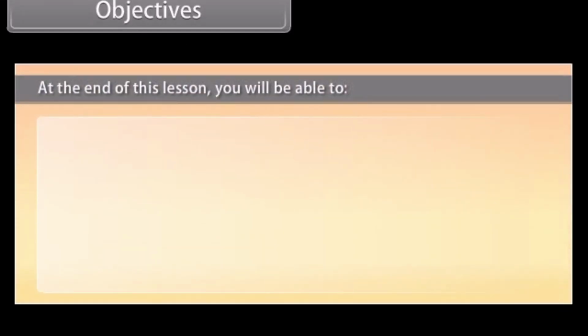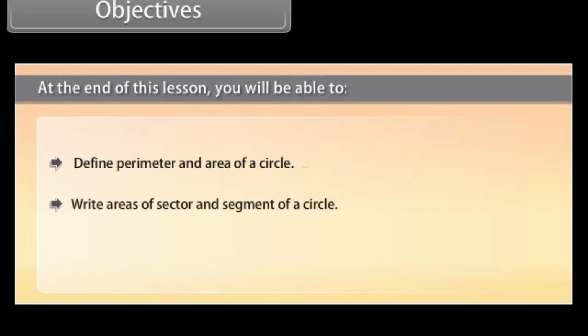At the end of this lesson, you'll be able to define perimeter and area of a circle, write areas of sector and segment of a circle, calculate areas of combinations of plane figures, perimeter and area of a circle.